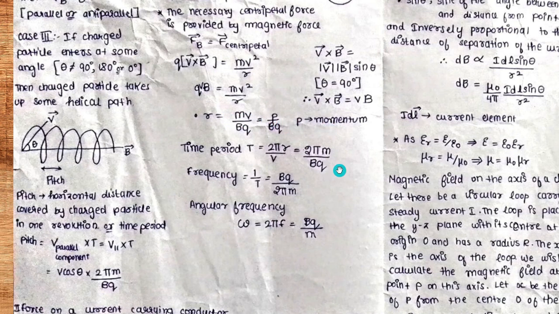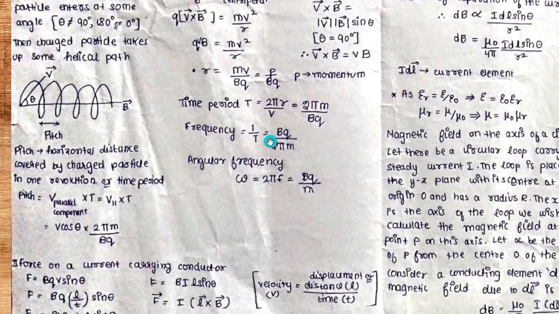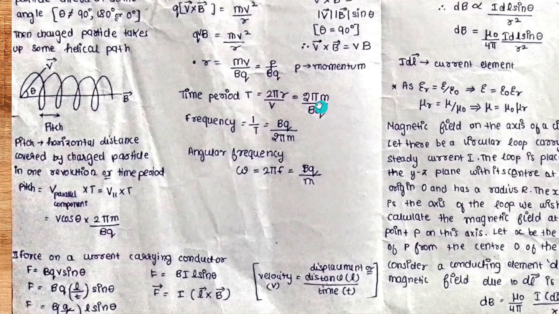Similarly, from this radius we have some more terms that can be derived. For example, time period T is 2 pi r by v, that is distance by velocity. Time is distance by speed, which is equal to 2 pi m. Here r is mv by Bq, substituting that, we get T equals 2 pi m by Bq, and v gets cut off. Similarly, frequency is 1 by time period, so the reciprocal of this, Bq by 2 pi m.